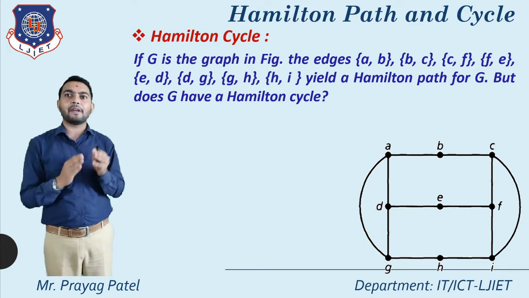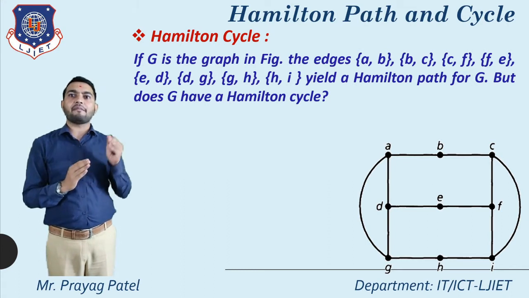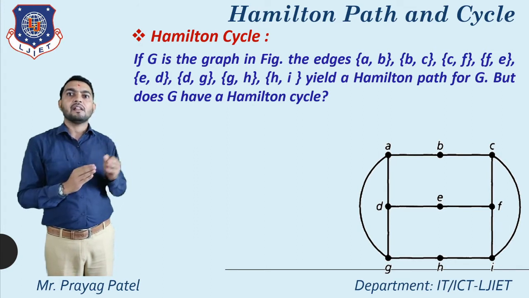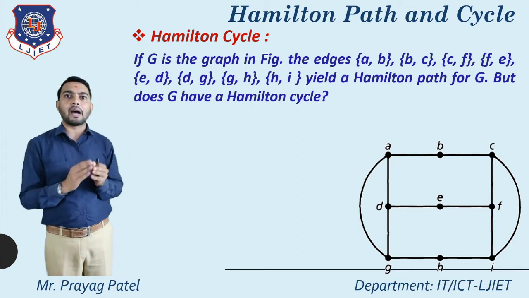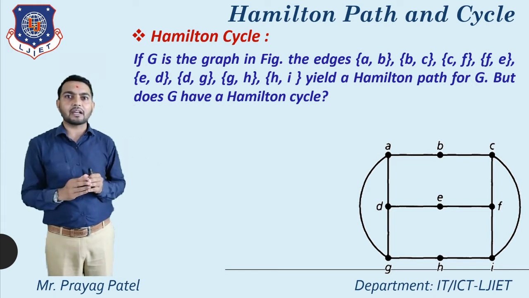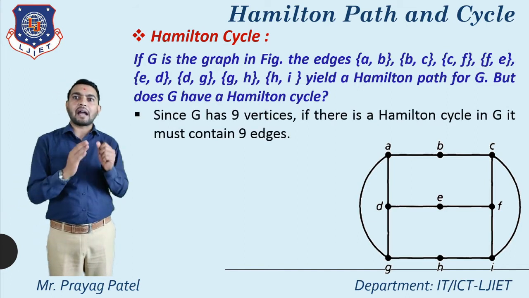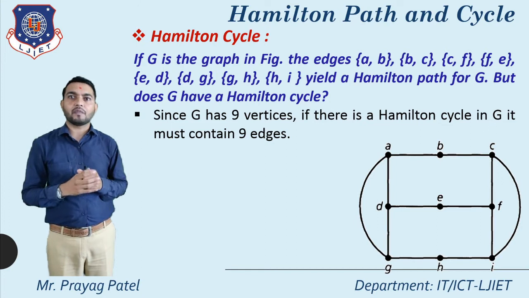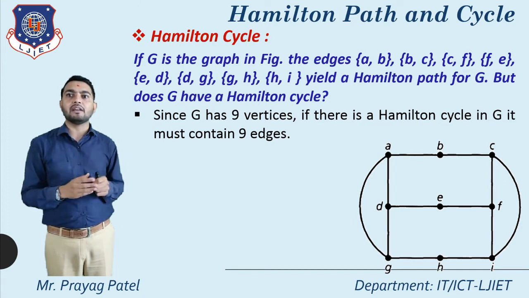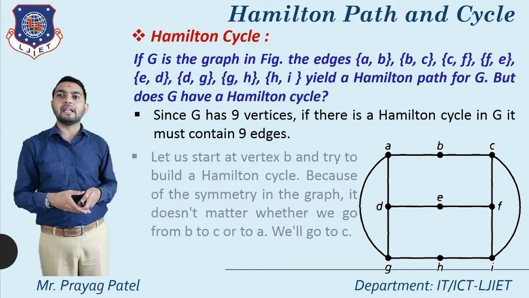If G is the graph in this figure, the edges AB, BC, CF, FE, ED, DG, GH and HI are considered as a Hamilton path for the graph G. But does this graph contain a Hamilton cycle or not? Now check this. For this, consider the graph having 9 vertices. If there is a Hamilton cycle in G, it must contain 9 edges. So for covering all the nodes, we compulsorily require 9 edges.